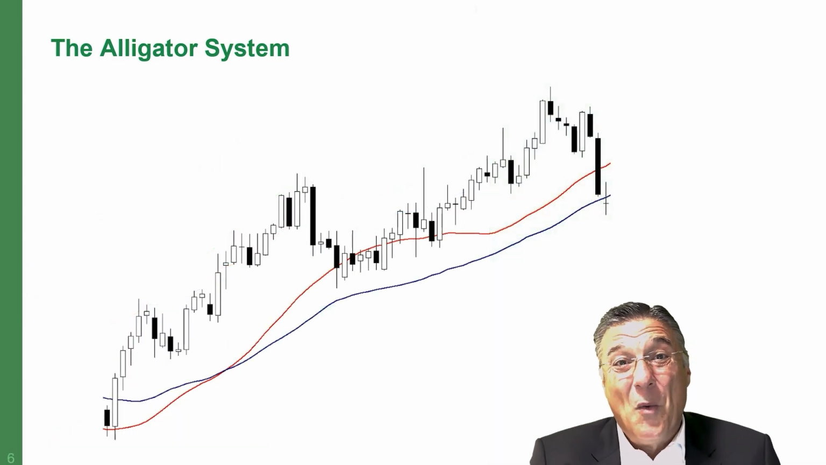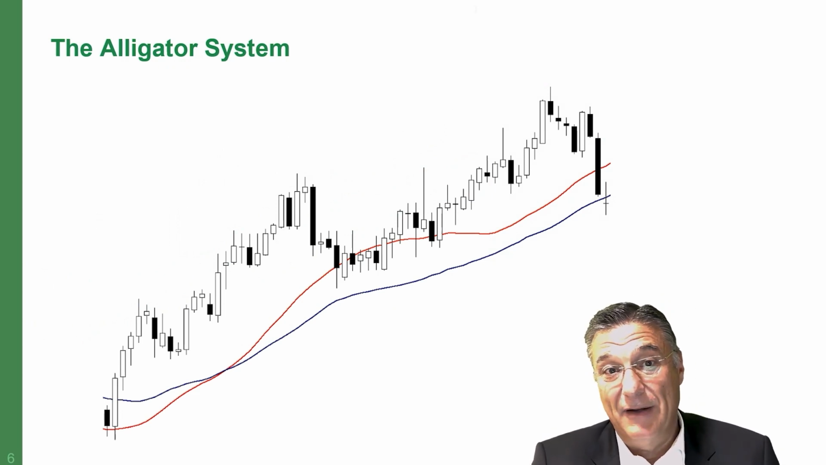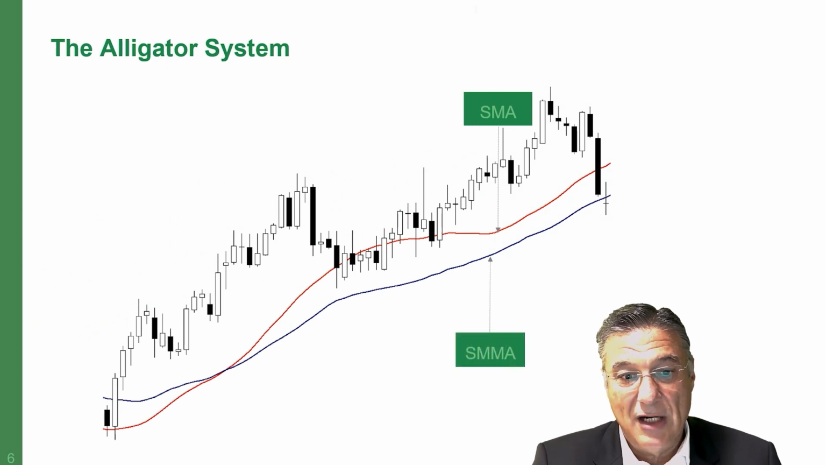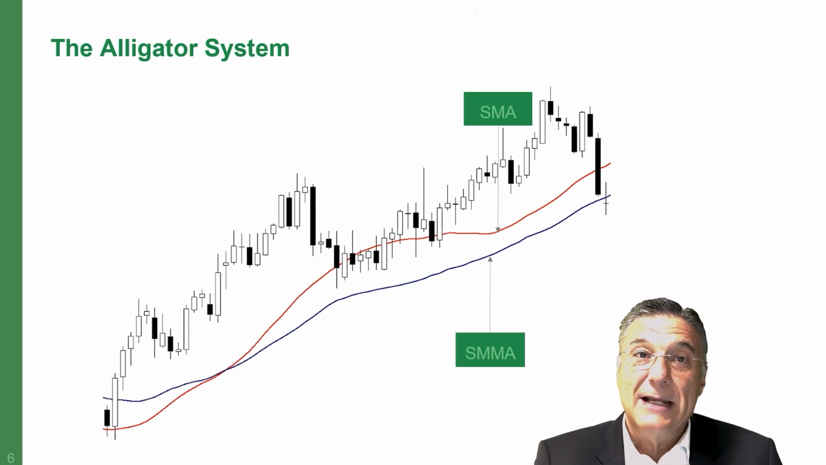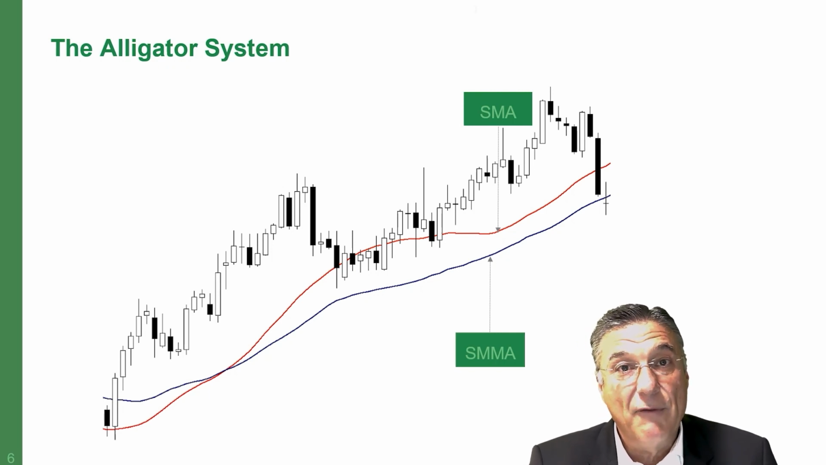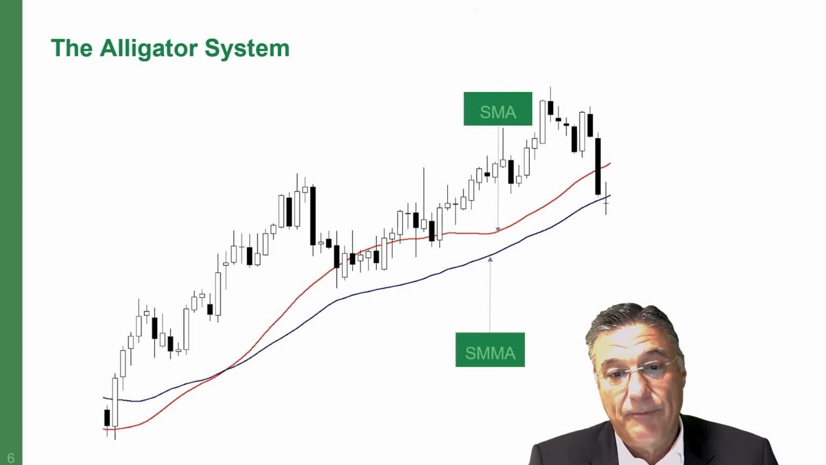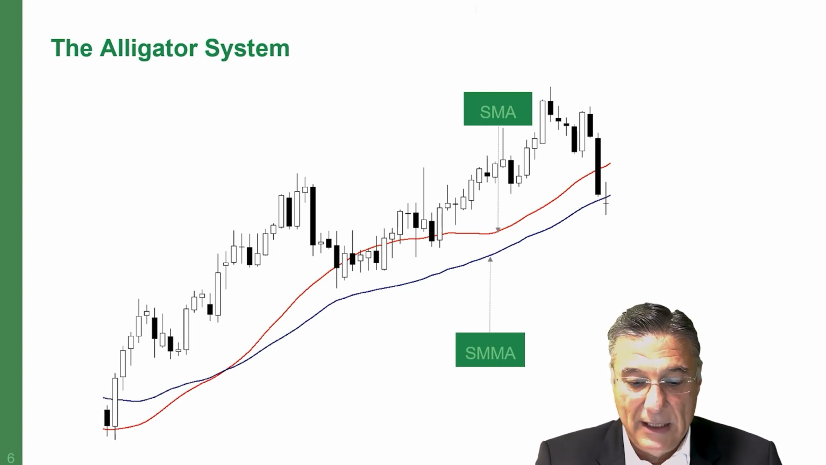Good. Now, why a smooth moving average and not a simple moving average? So the answer is very simple. As you can see on our price chart, the red line generates a lot of false signals because the prices fluctuate up and down the simple moving average, the red line, where the blue line avoids a lot of these false signals. It doesn't eliminate them, but it avoids a lot of them. Good. That's why Dr. Bill Williams chose the smooth moving average.